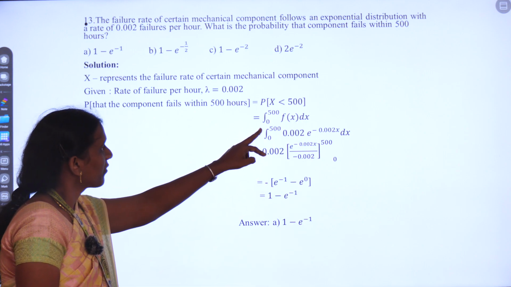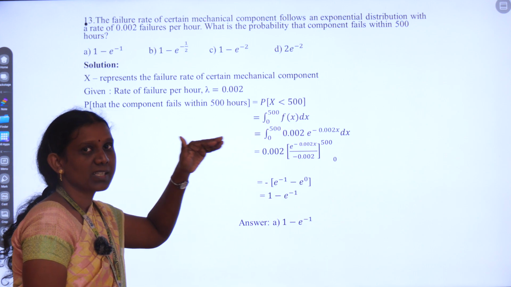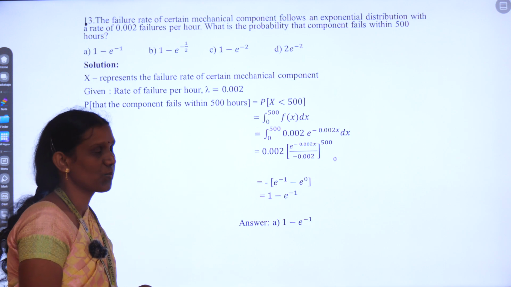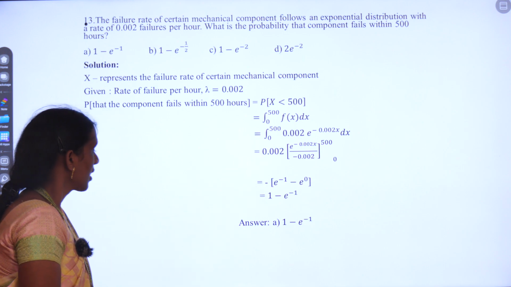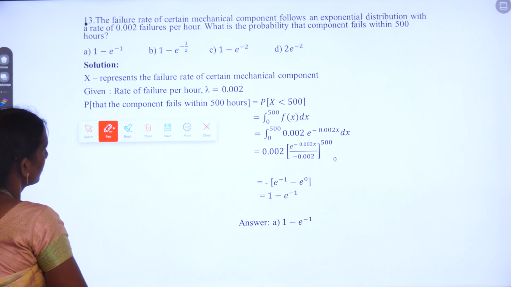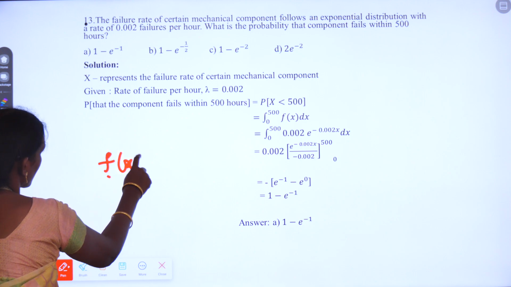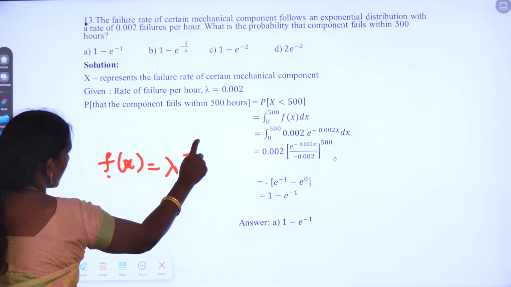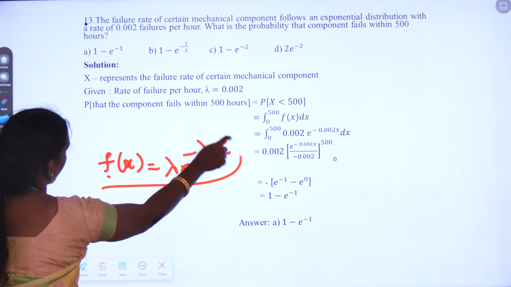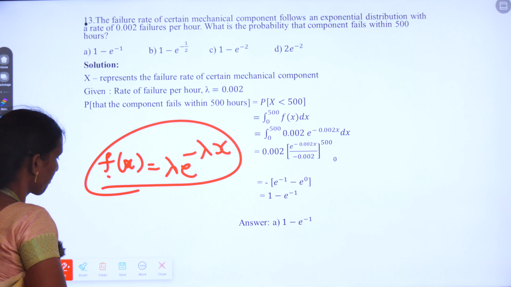So we have to use the formula integral of f of x into dx. Less than 500 means the upper limit is 500 and the lower limit is nothing but 0 for the exponential distribution. Now what is f of x? We know the PDF of exponential distribution, that is f of x is equal to lambda into e power minus lambda x. Here lambda is equal to 0.002.